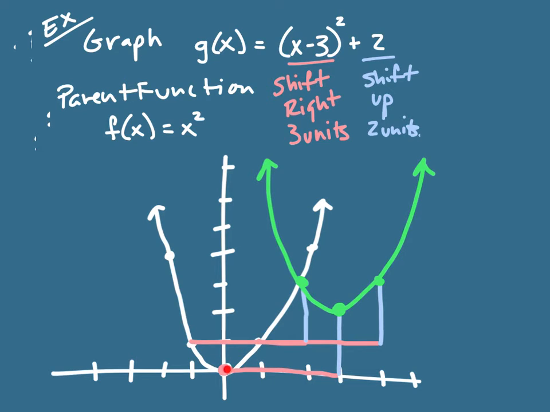Meaning from my vertex point on my parabola, I know that my next point is going to be up 1 over 1. And that's going to be the same thing here: up 1 over 1, and then up 1 to the left 1 to get to that next point. So that's the idea: you take all the points from your parent function and just move them over to where you need, okay?